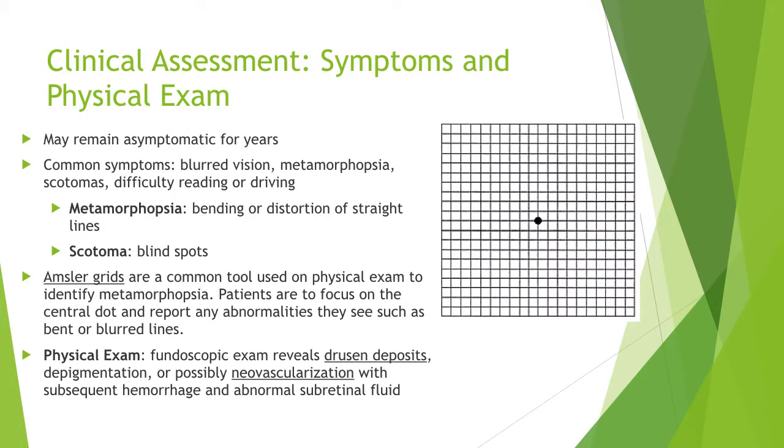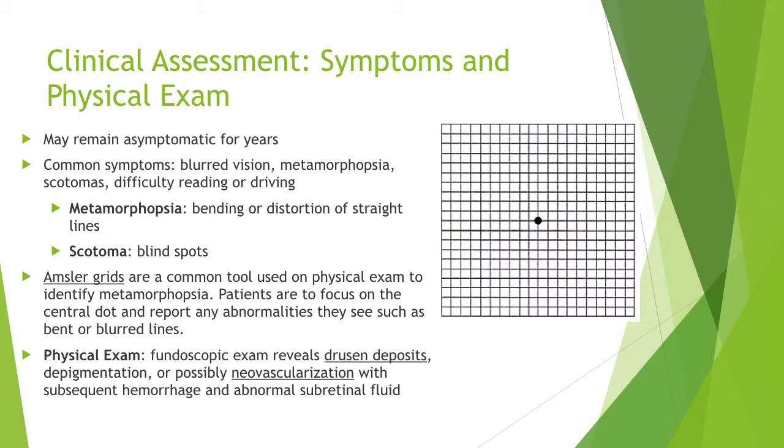We will now talk about the symptoms and physical exam. Patients with macular degeneration frequently remain asymptomatic for many years. The most common presenting symptom is blurry vision. Patients might also complain of metamorphopsia, which is the bending of straight lines. Metamorphopsia is commonly identified through the use of an Amsler grid.